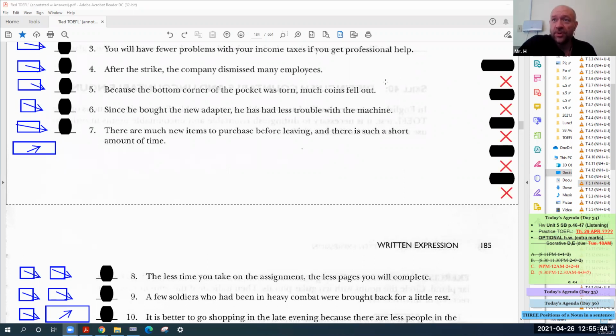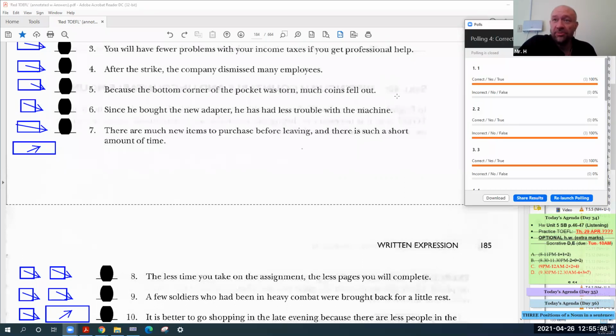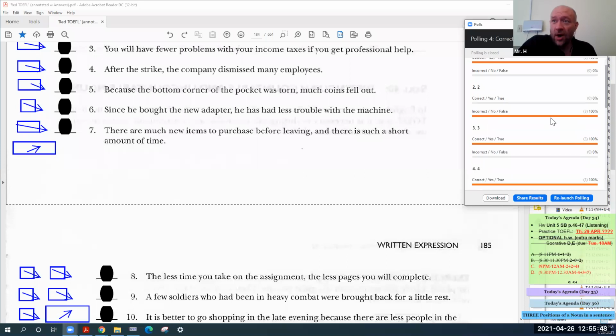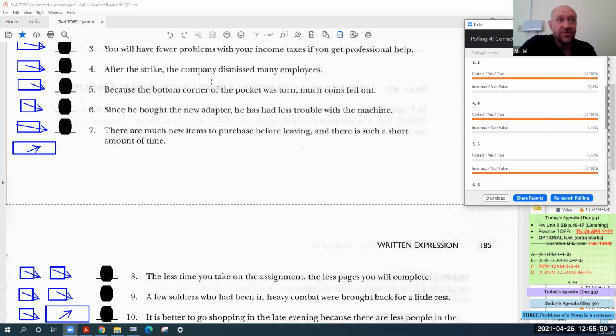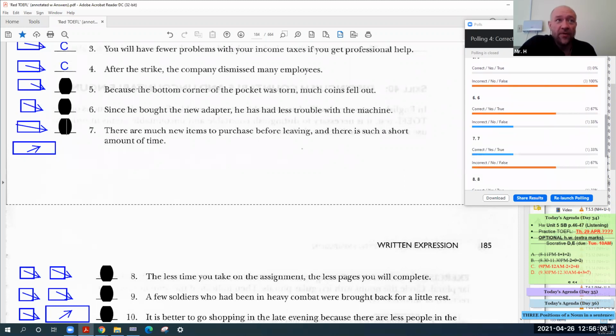So, of course, number 1 is correct. 2 is incorrect. Number 3. Oh, everyone agrees? Everybody agrees on number 3? Let's see. Good. Correct. Number 4. Everybody said it's correct. Good. Number 5. Everyone agrees. Incorrect. Good. 5 is incorrect.